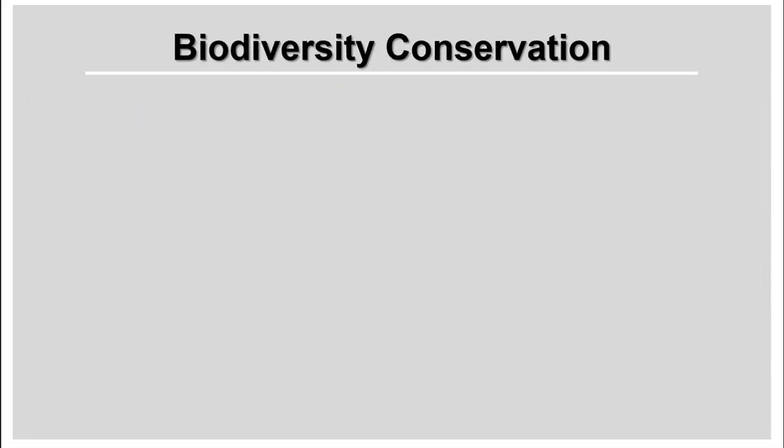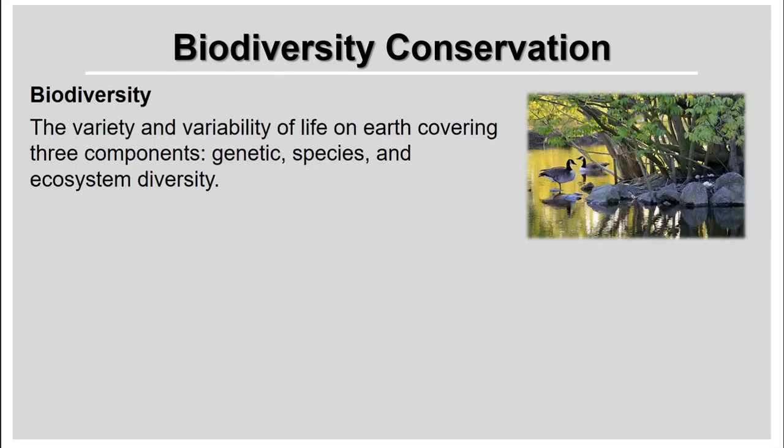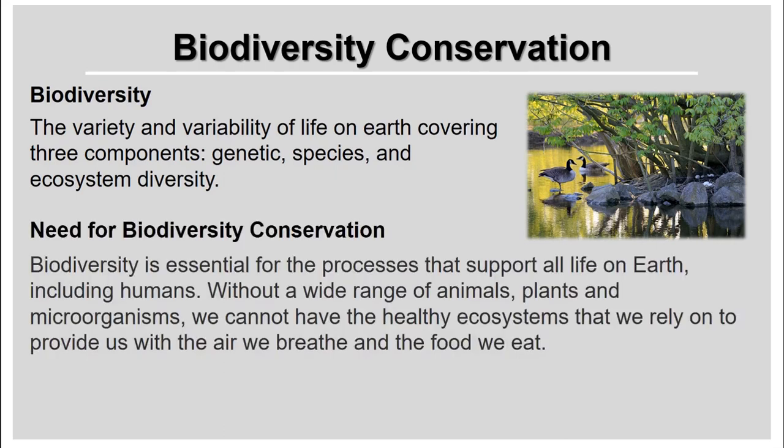Now, biodiversity conservation. What is biodiversity? Biodiversity is the variety and variability of life on Earth covering three components: genetic, species, and ecosystem diversity. So, why do we need to conserve biodiversity? Biodiversity is essential for the processes that support all life on Earth, including humans. Without a wide range of animals, plants, and microorganisms, we cannot have the healthy ecosystems that we rely on to provide us with the air we breathe and the food we eat.